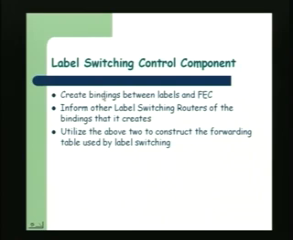Now, this control protocol, which we call a label switching control protocol, will create the bindings between the labels and the FEC, and then inform the other label switch routers of the bindings that it has created, and then utilize the above two to construct the forwarding table used by the label switching.